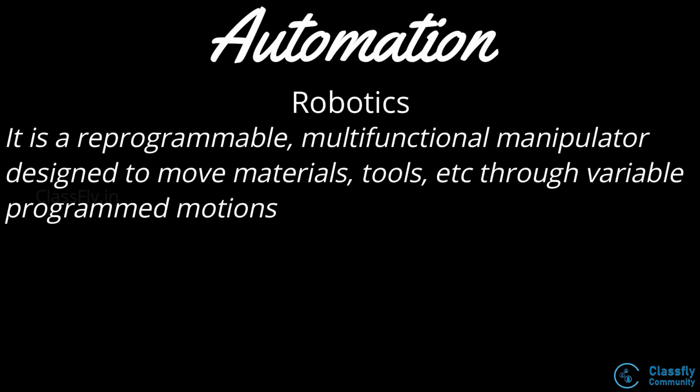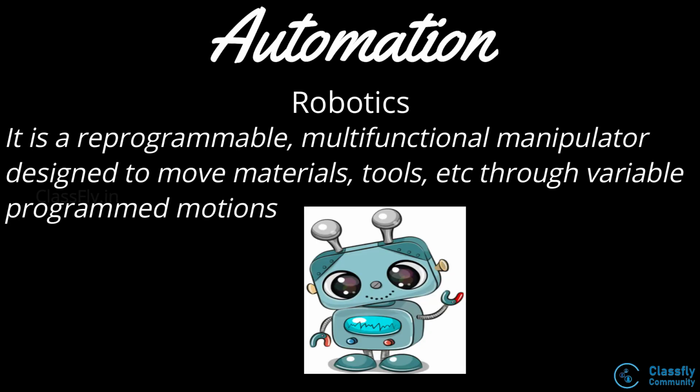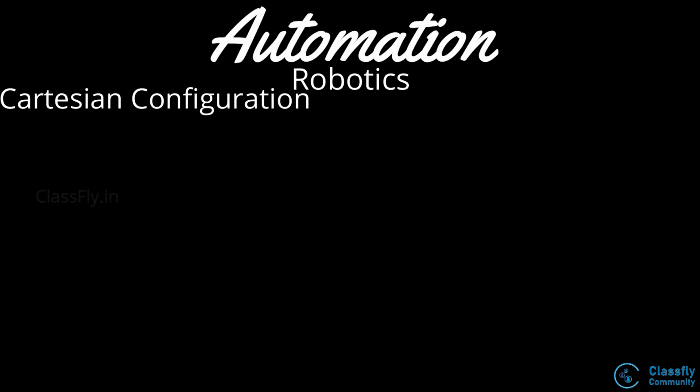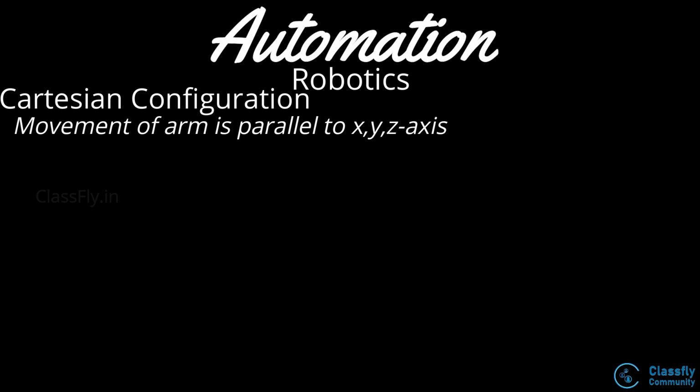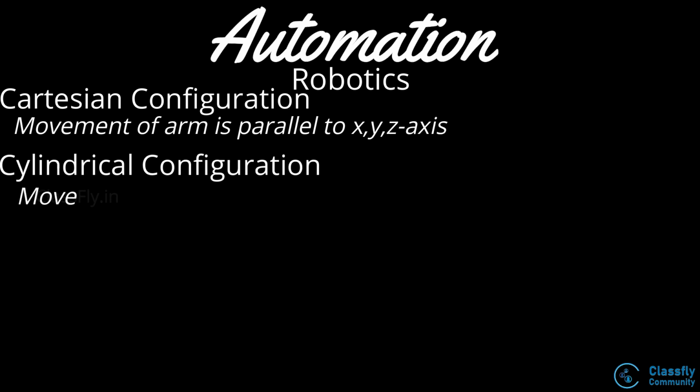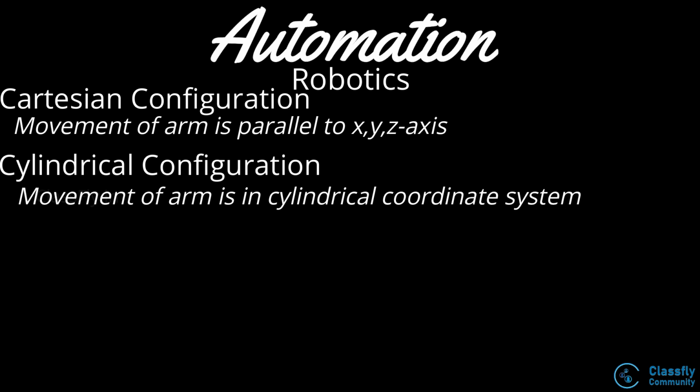Well, a robot is a programmable, multifunctional manipulator designed to move materials, parts, tools, or devices through variable programmed motions. The configuration of these robots are classified into Cartesian configuration robot, where the movement of the robot is designed to move parallel to the X, Y, and Z axis, the cylindrical configuration robot, where the movement of the robot arm is designed to move in a cylindrical coordinate system.